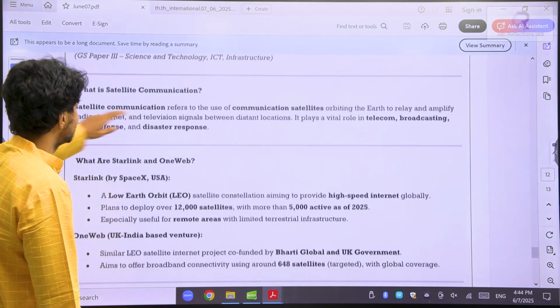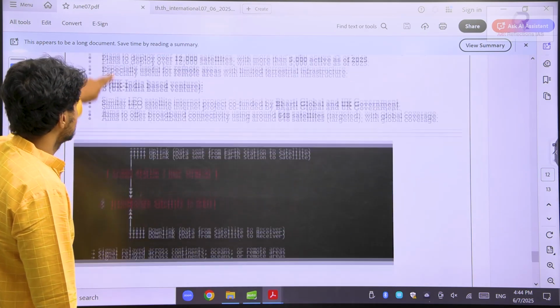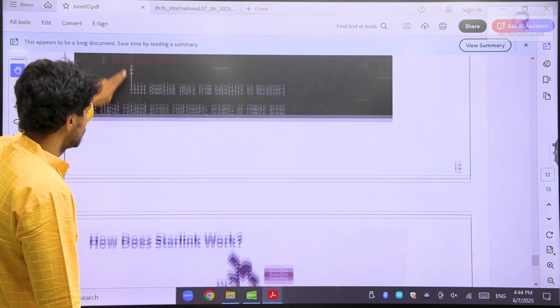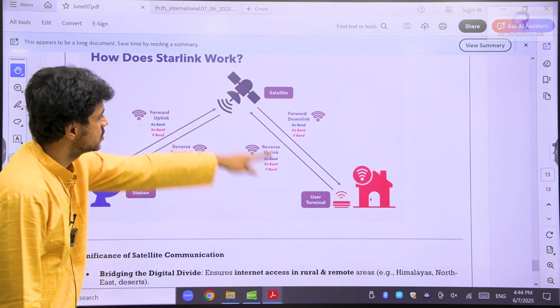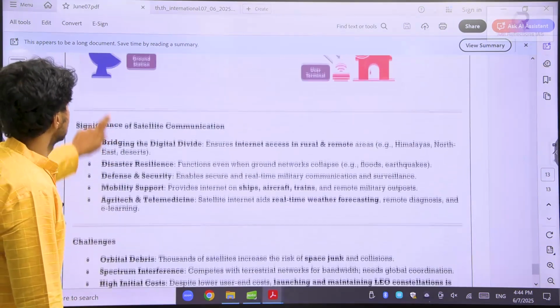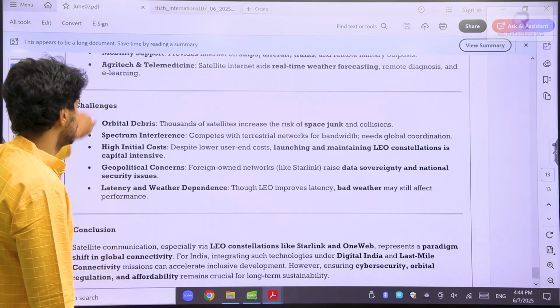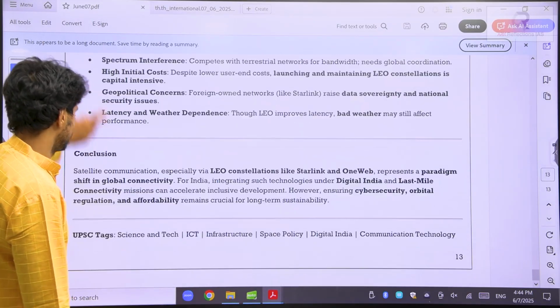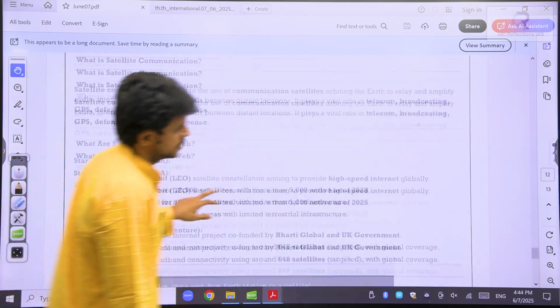What is satellite communication? So Starlink, OneWeb. Here the communication will be sent in this way from the satellite to the ground station, and then to your terminal. So we have the significance. What are the significance and what are the challenges? The things which I have discussed, I have given here.